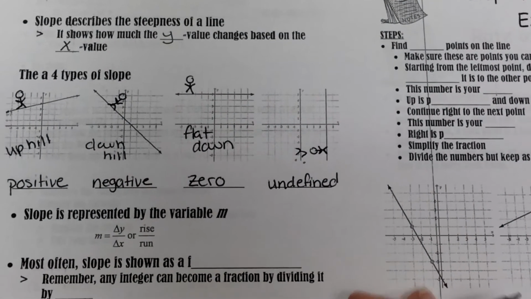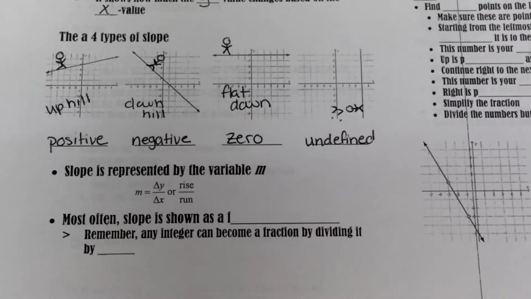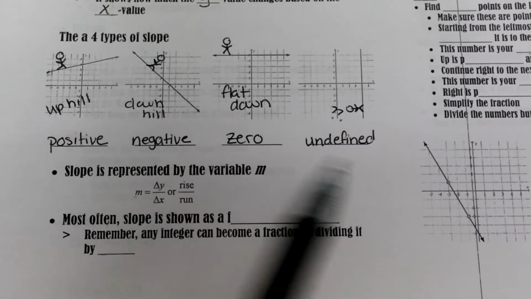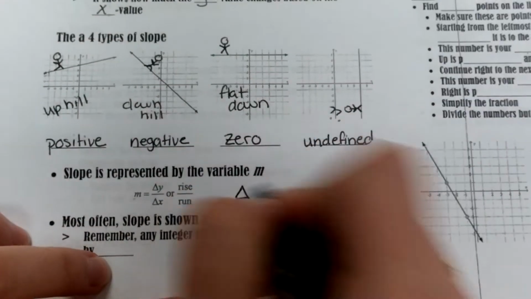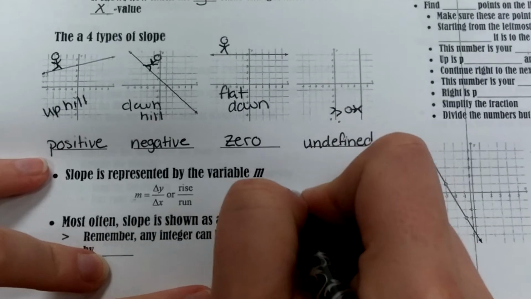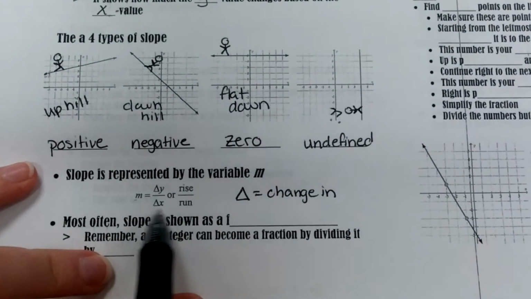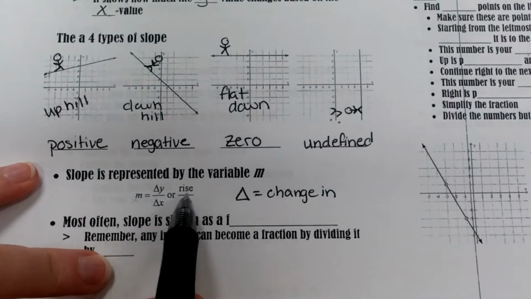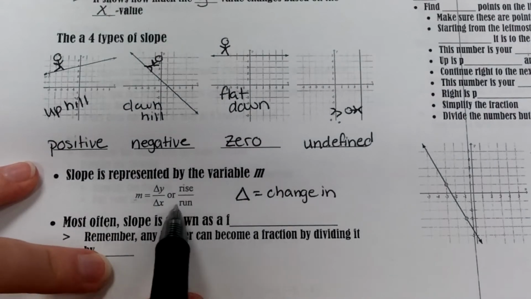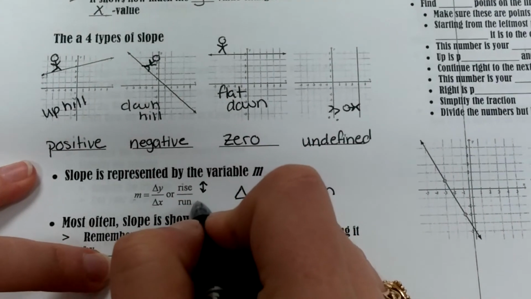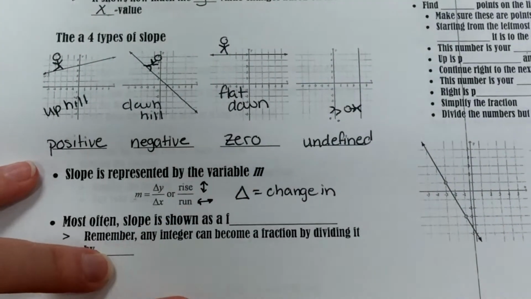Okay. Slope is represented by the variable m. And there are two formulas. So m is the change in y over the change in x. So this little delta, it's called a delta. This means change in. So the change in y divided by the change in x, or the rise, how much you go up or down, divided by the run, how much you go side to side.